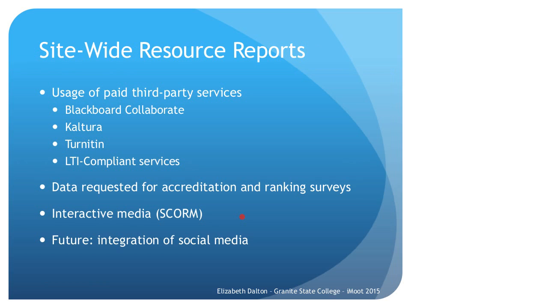Okay, so now we're moving on to site-wide resource reports. We have a number of third-party services that we pay for, and we'd like to know to what extent these are being used. So we use Blackboard Collaborate as our live web conferencing solution. We have Kaltura for media streaming. We're now using Turnitin, and there are a number of external LTI compliant services. There's data that people ask us for accreditation or for ranking surveys, like the Newsweek ranking surveys, and SCORM media. Eventually we might do something about sidebar blocks that include hashtag searches in Twitter, various different kinds of things that we want to be able to do.